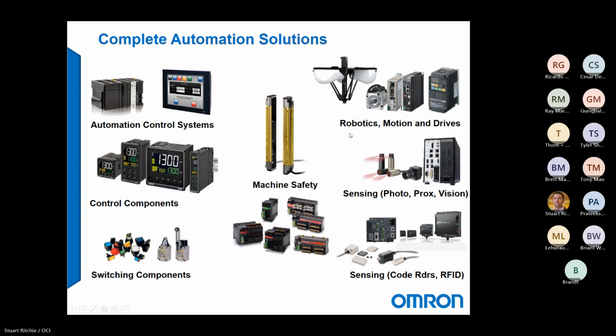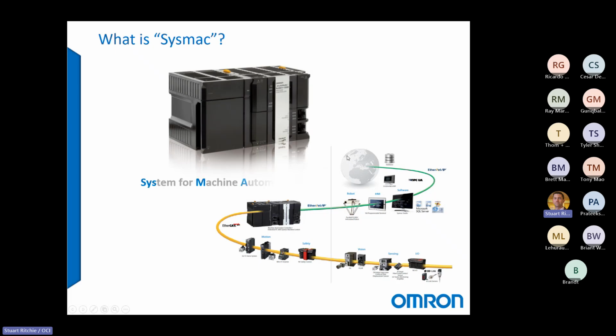Now, Sysmac is actually an acronym. It's System for Machine Automation Control. So we are very invested in EtherCAT, which we use as our device level network. So motion, safety, vision, I/O, and sensing would be a good example of something on the device level network. And we also have on all of our NJ and NX PLCs, Ethernet IP, which is much better for a data level network, like your visualization or cloud connectivity, that kind of thing, controller to controller communication.